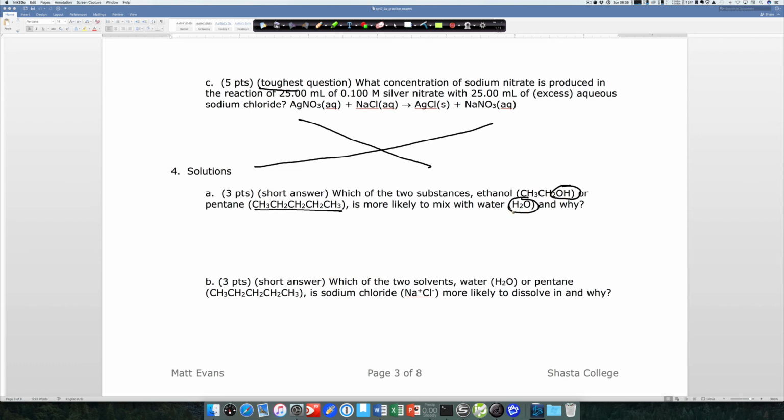Okay, so like dissolves like. These look a lot like each other. They both have hydrogen bonding. They're going to mix.